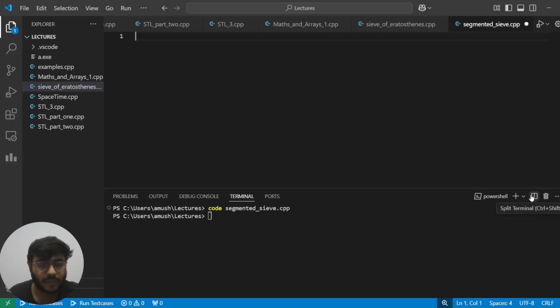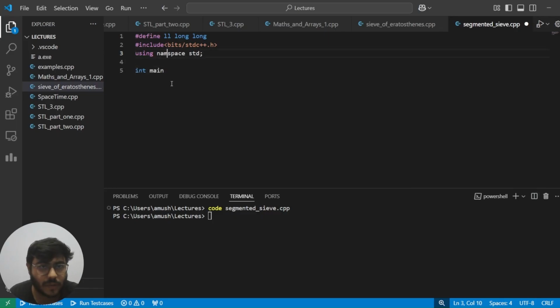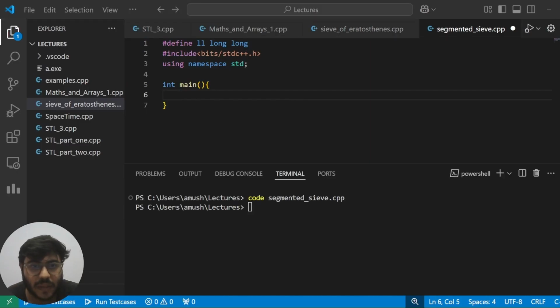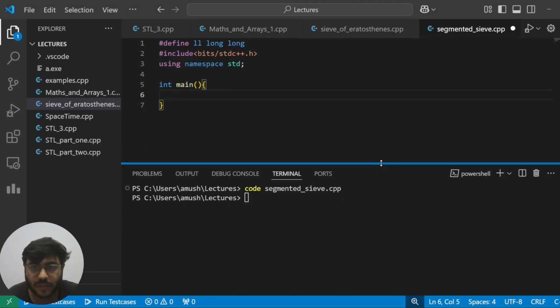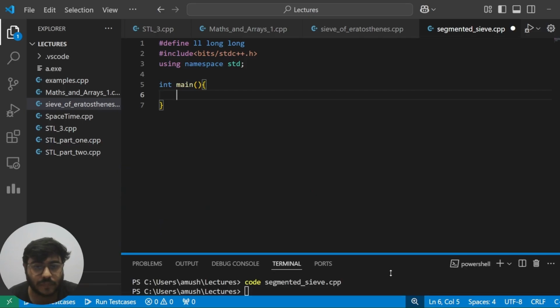So first of all, we'll define some basic things like LL for long long, and then #include <bits/stdc++.h>. Okay, pardon my speed, using namespace std. Okay, so let me just check if everything is visible. Let me just increase the size. I think this should be visible now. Right, yeah. Okay, this is visible. Let me just move this down.